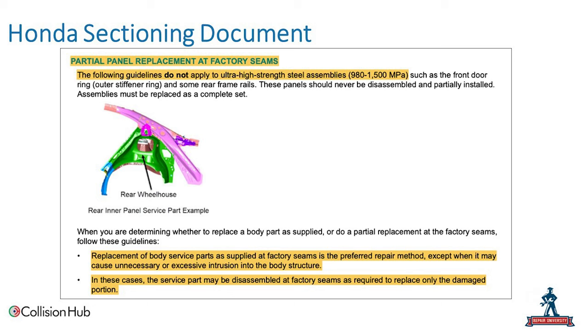Now, a couple of important notes on the Honda procedure. First of all, this is not applied to ultra high strength steel, so anything 980 and above. Now, they've got it published 980 to 1500, however, if there's newer steels coming out, 1800 and beyond in the future, that still isn't going to be applicable. So 980 is the lower. Yep, exactly. So below 980, you're pretty good. Anything above that, even if it goes above 1500, you can't do.